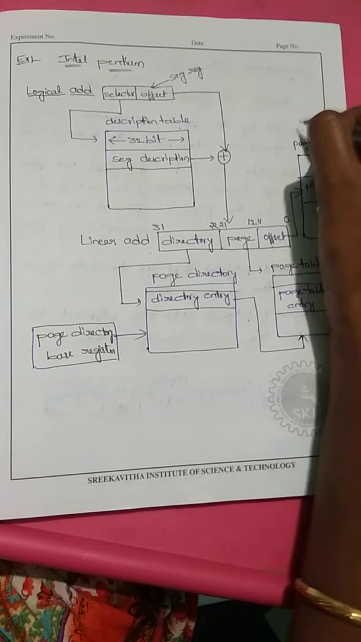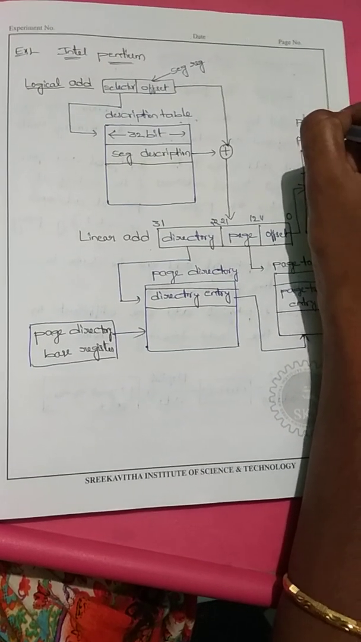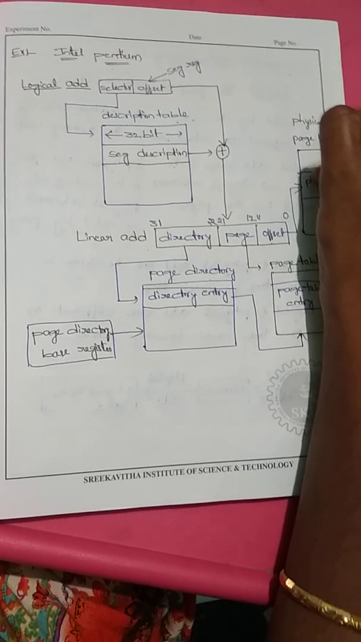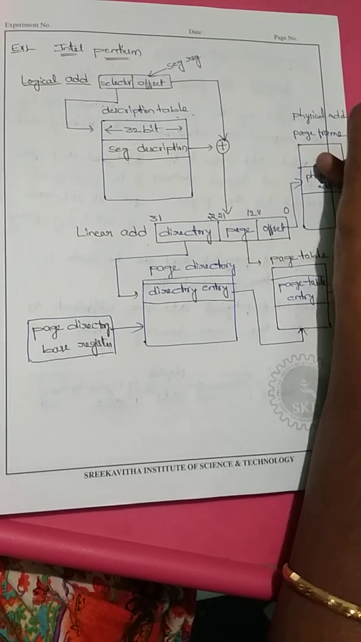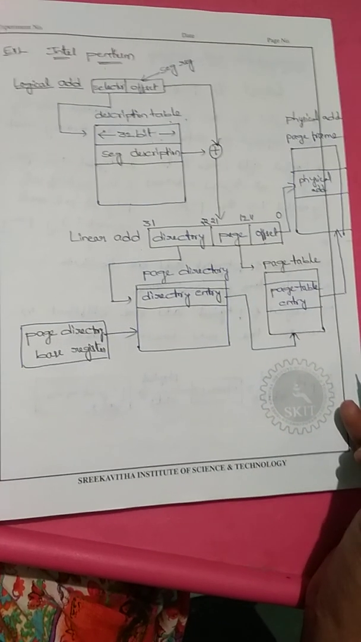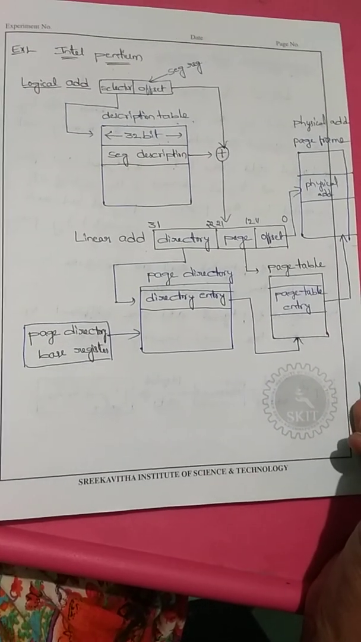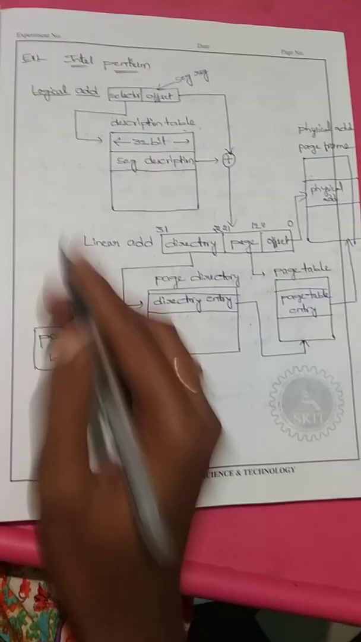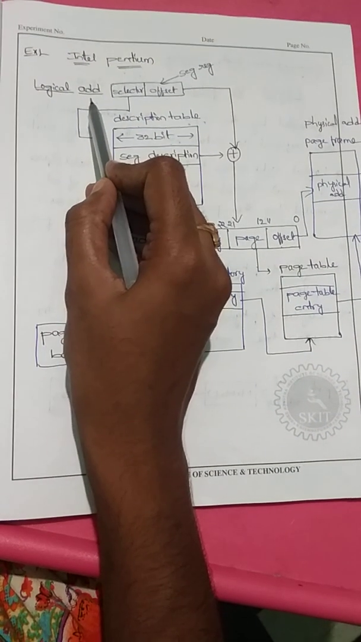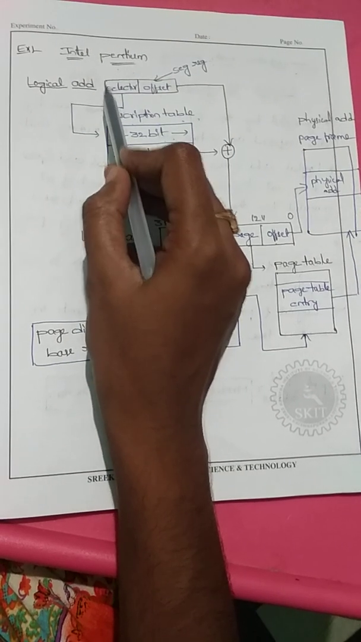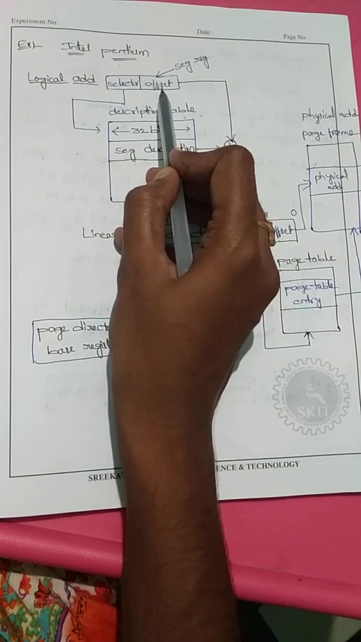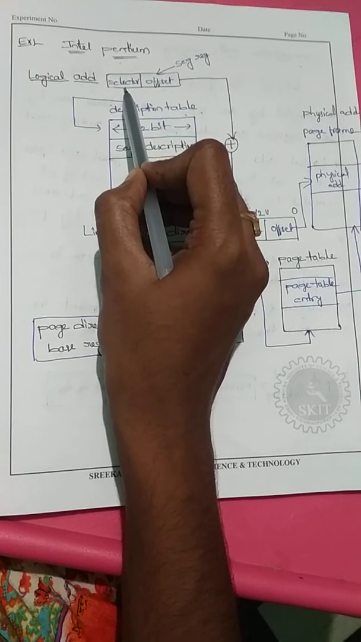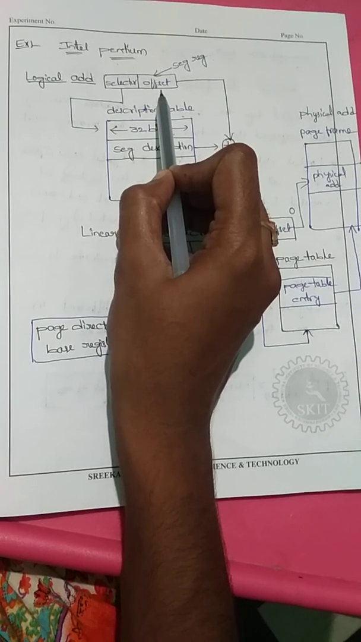and physical memory. Physical address. So three things we are having: one is the logical address, linear address, and one more thing is a physical address. So first we'll discuss the logical address. In this logical address we are having two fields: the first one is a selector and the second one is an offset.